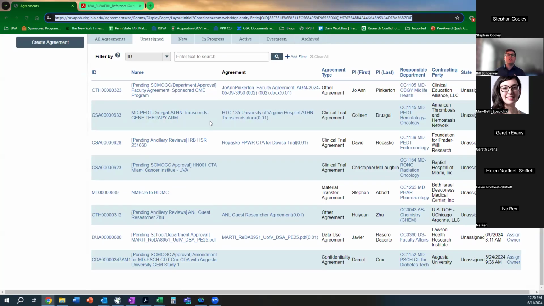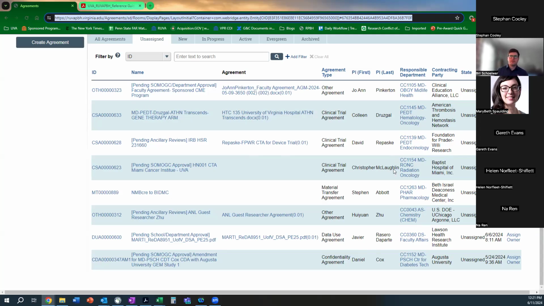Then once that happens, the unassigned agreement gets assigned to either the pre-award team, so a senior grant administrator, or a senior contract negotiator or a lead contract negotiator on the contracts team. And we use what we call a delegation chart to make those decisions as to which group is going to manage the agreements once they come through.